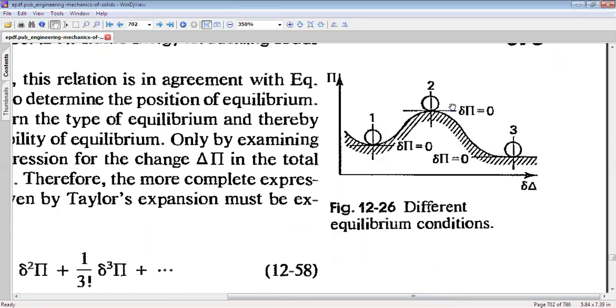Here you can see there are three types of equilibriums. One is stable equilibrium, another is unstable, and then neutral equilibrium. For all types of equilibriums, you can see delta pi is equal to 0, right? And this one is a stable equilibrium. This is unstable equilibrium.